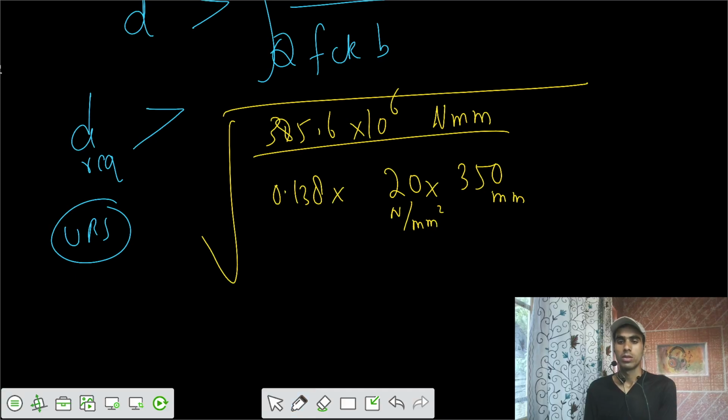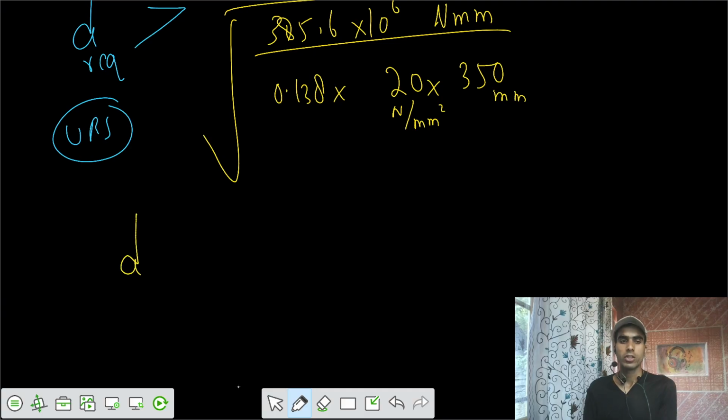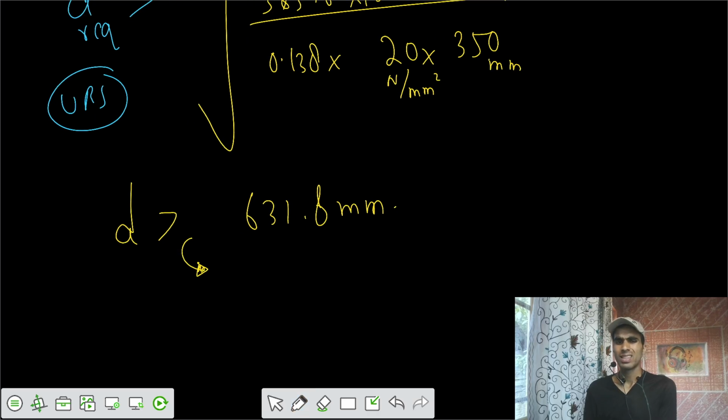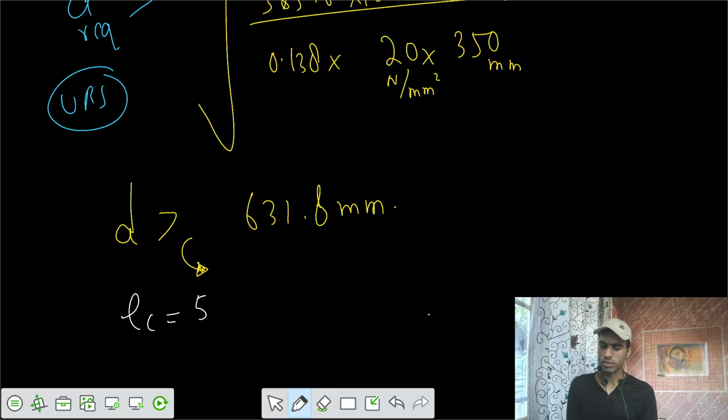Yeah. So finally you would get the depth required. That should be less than 631.8 millimeters. Now you can directly say, let's say D goes to 700, and you can assume some suitable value, or if you take an effective cover of 50 millimeters, then finally I would say let's take D equals 675.